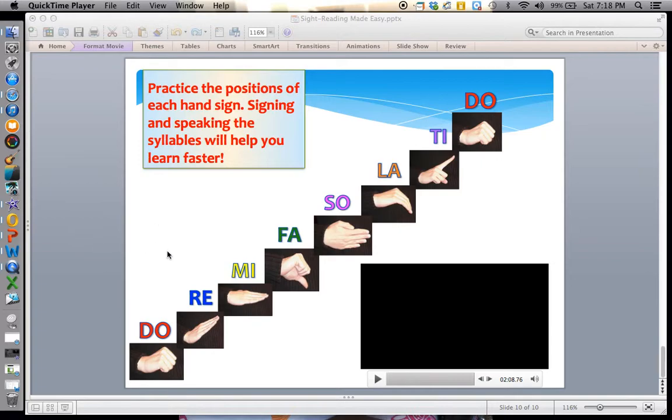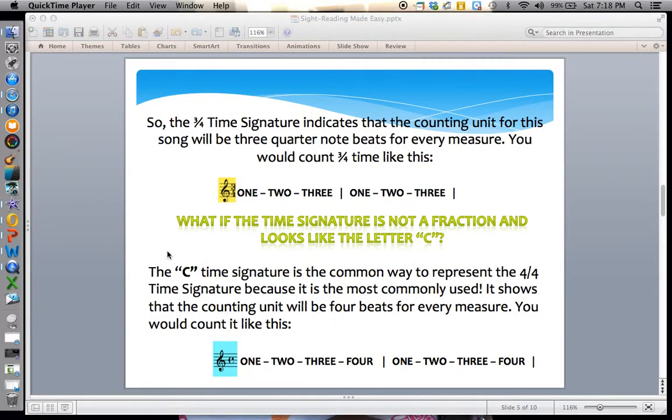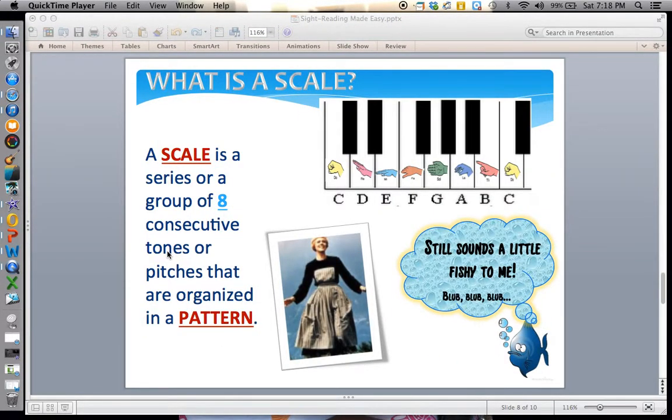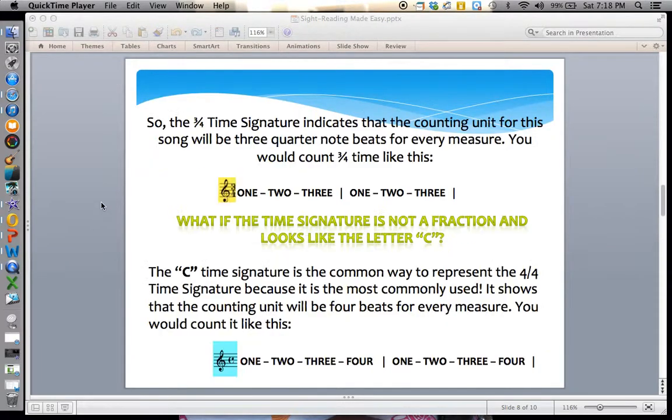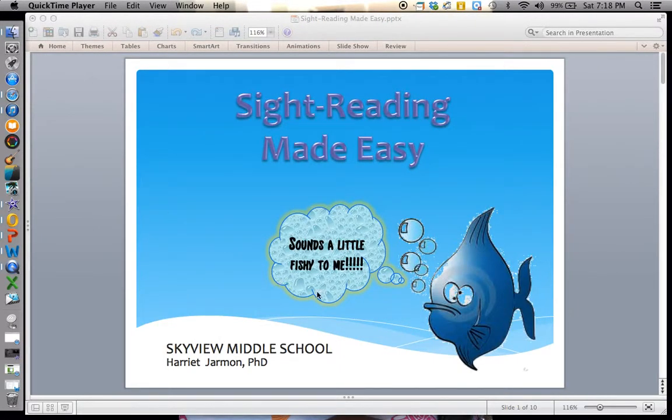And that takes us to the end of the first tutorial. The next tutorial will be a little bit more complicated as we add more features to it as far as counting rhythms. And we'll go through a piece of music together so we can see exactly what you need to do. In the meantime, have a great day and practice hard so that nothing is a little fishy for you any longer.